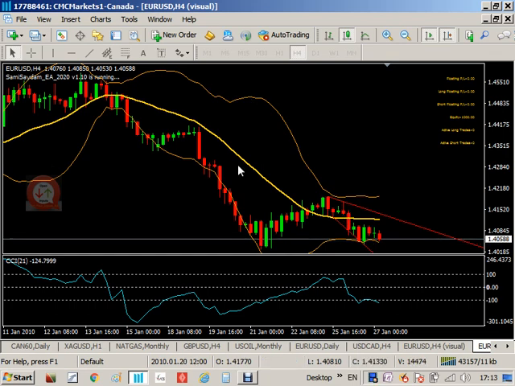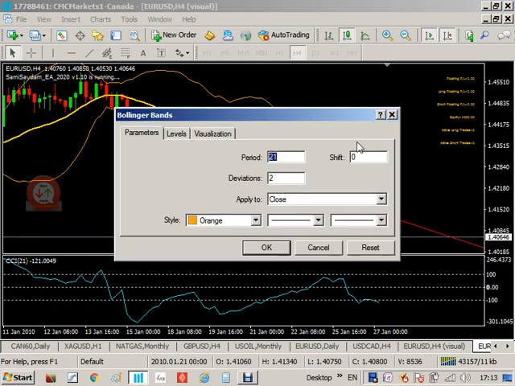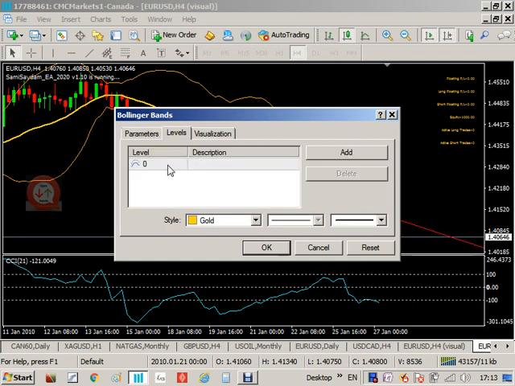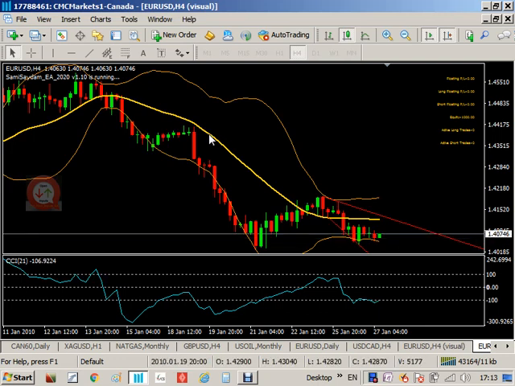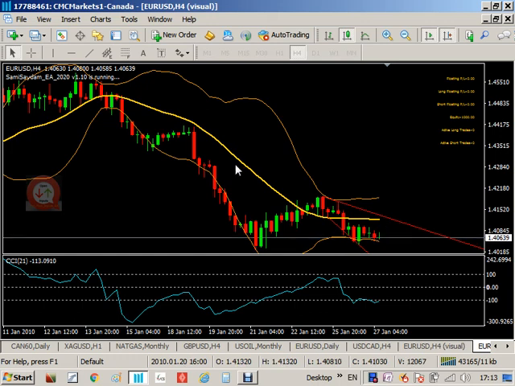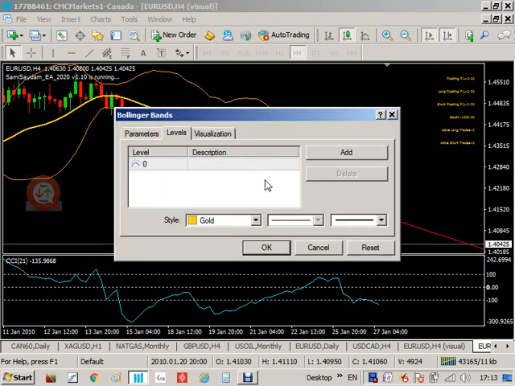For the Bollinger Band, you have to do this kind of setting: period 21, deviation 2, applied to typical price HLC over 3, level 0. Okay, and you might make the middle line thicker here. Where is the level 0 thicker?